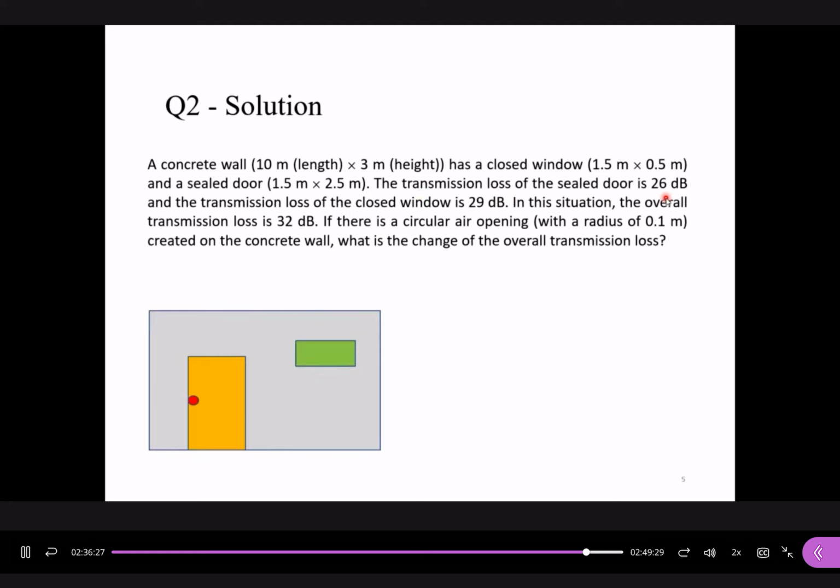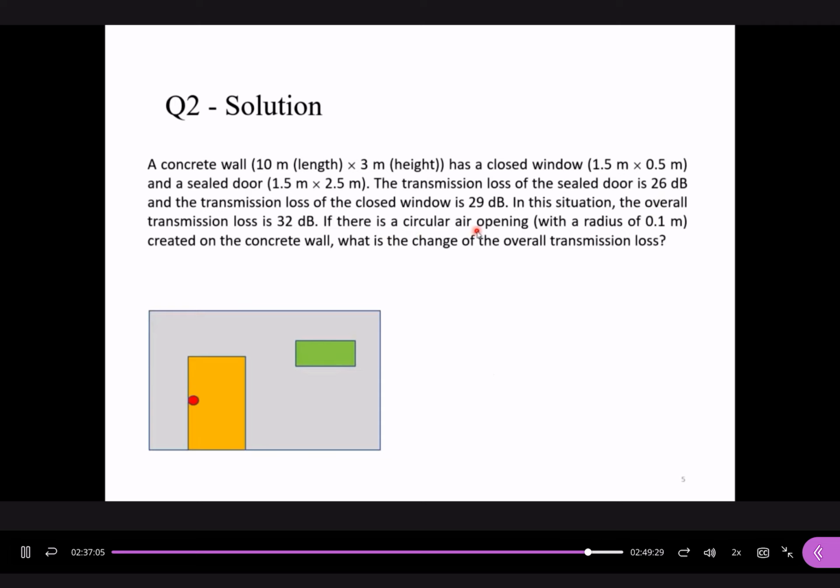So when a sound wave passes through this door, the transmission loss is 26 dB. You can isolate 26 dB of acoustic energy. And the transmission loss of the closed window is 29 dB, because different materials have different transmission loss. In this situation, the overall transmission loss is 32 dB. What does overall mean? Overall means the TL value of the whole wall.